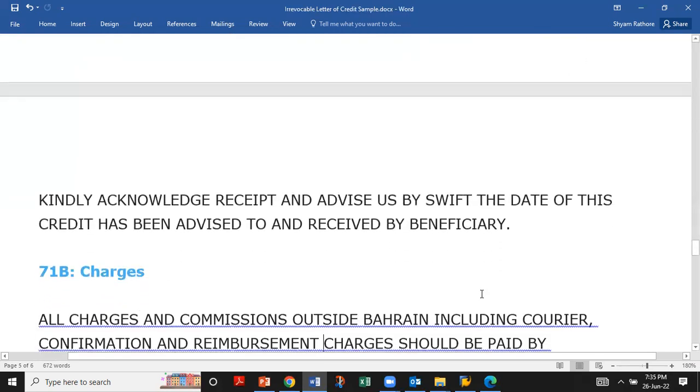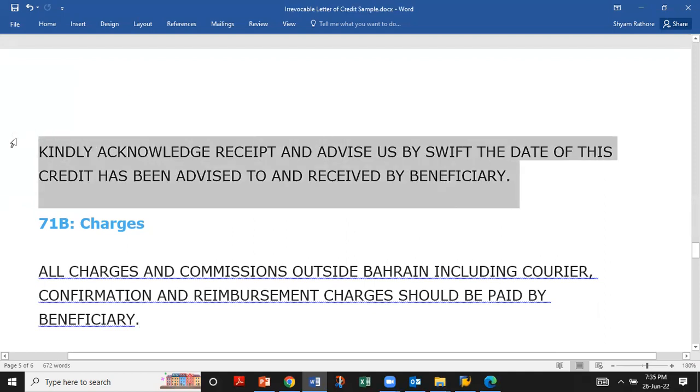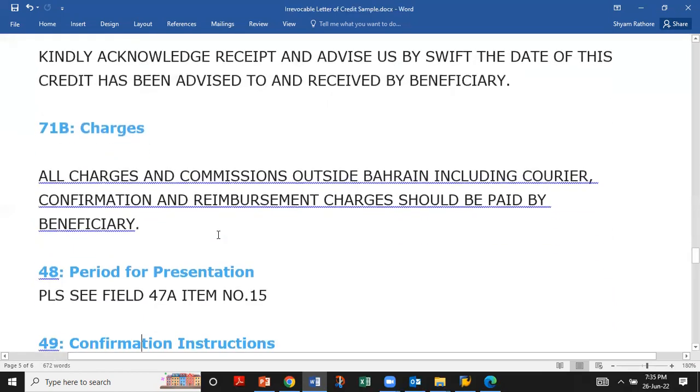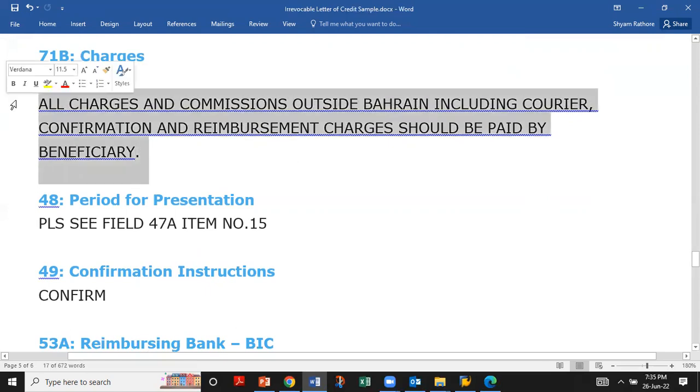Okay. Now kindly acknowledge the receipt of the advice by SWIFT and the date of issue; the credit has been advised to be received by the beneficiary. Okay, so once the letter of credit is received, the exporter needs to confirm with the date. Now charges. If you talk about 71B charges, what are the charges? All charges and commissions outside Bahrain, including courier, confirmation and reimbursement charges, should be paid by the beneficiary. Okay, who will pay? The beneficiary. Who is the beneficiary? The one who receives the payment, the exporter. So the beneficiary exporter needs to pay all the charges.